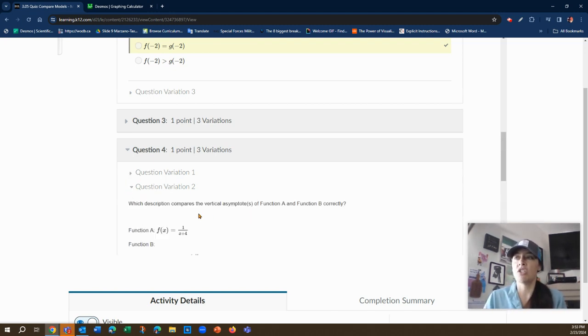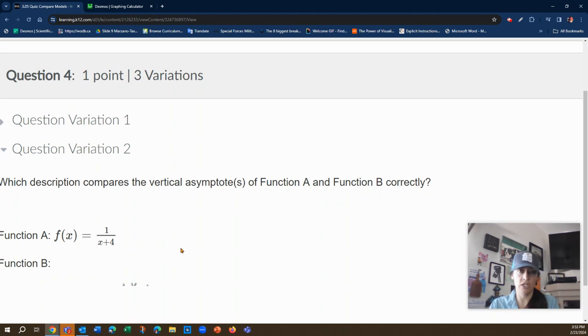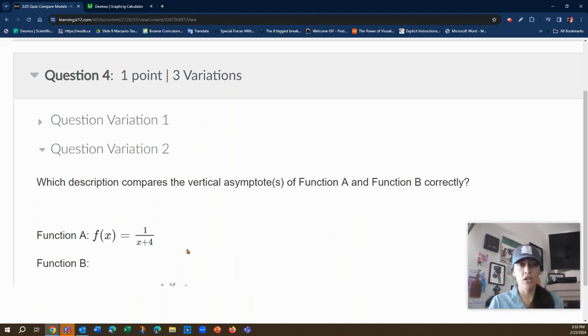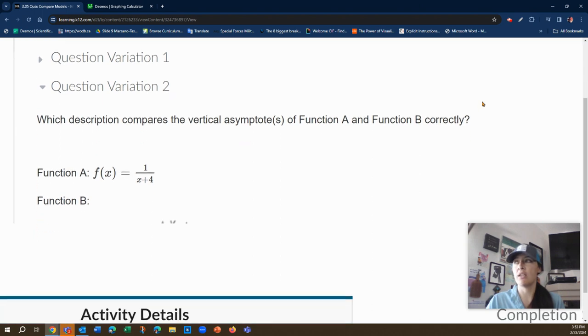In your question 3, which description compares the vertical asymptotes of function A and function B correctly? Okay, so here's another vocabulary word. Way back in Unit 2, we talked about asymptotes and how to find them graphically and from the equation. Asymptotes of a rational function are caused when we have division by 0. So we check our denominator for values of x that will make it 0. X plus 4, what value of x would make it 0? If that doesn't make sense, I'm going to show you in a second.